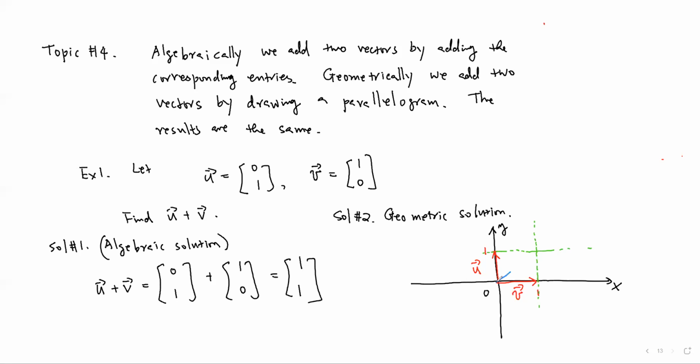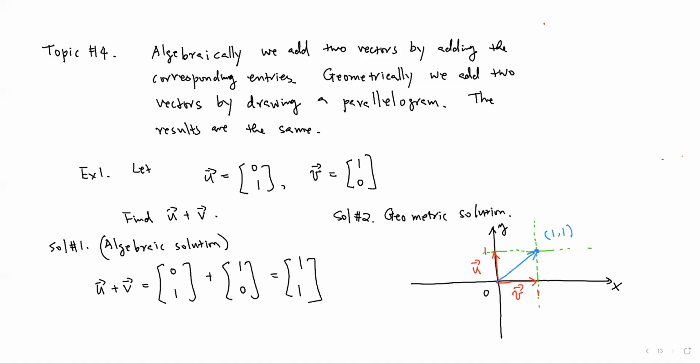Yeah, the diagonal. The head is at the point (1, 1). Yeah, this point, (1, 1), is the sum of vector u and vector v. So the sum is the diagonal of the parallelogram spanned by vector u and vector v. This is one example. Now, second example.